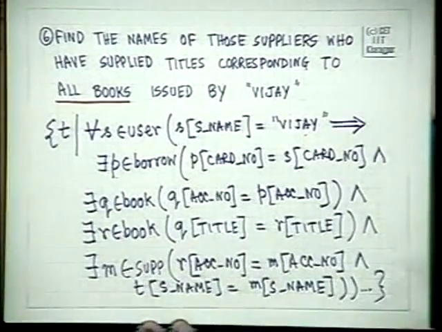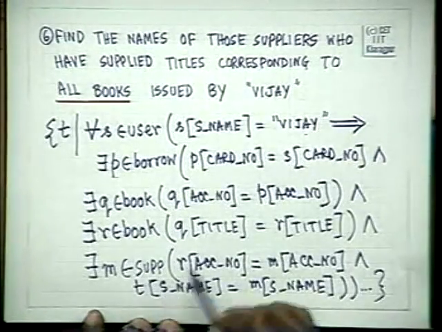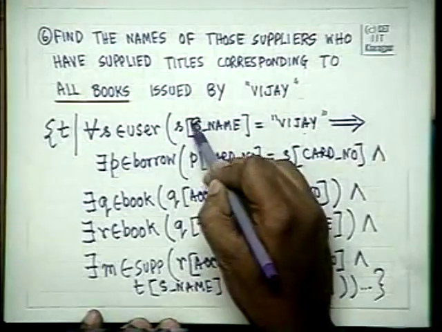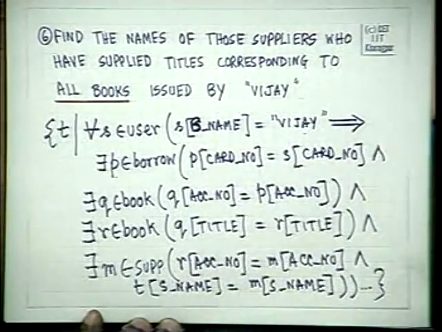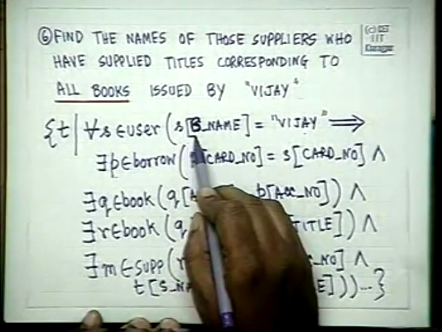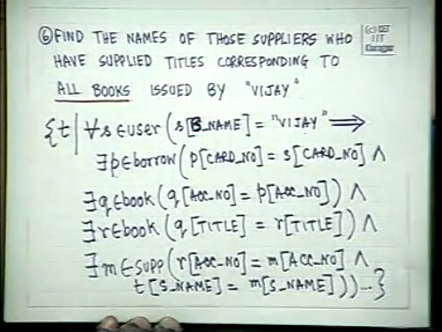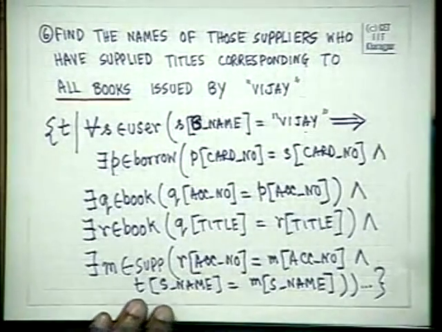So this is how, I am sorry, this is B name. This is B name, this is not S name. This is B name. And this is S name. So this is how we get the contains or the divides by relationship.